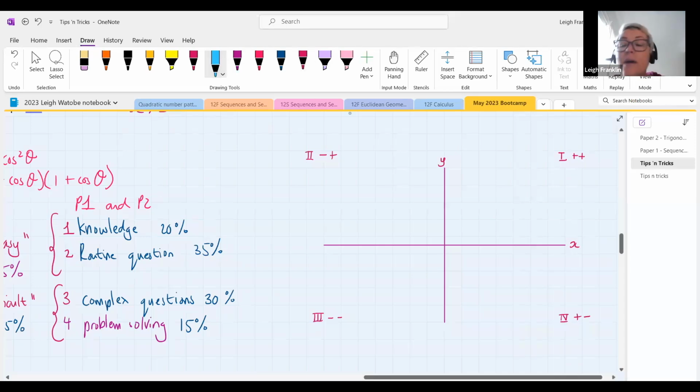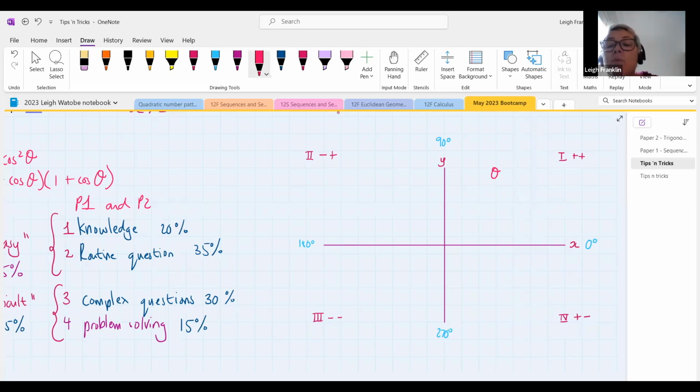Furthermore, we have decided that this is 0 degrees, this is 90 degrees, this is 180 degrees, this is 270 degrees. When we are working in quadrant 1, angles are acute, so theta would be an acute angle, and we can also use the reduction formula 90 minus theta for the first quadrant.